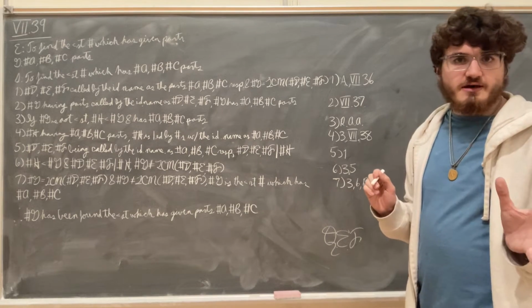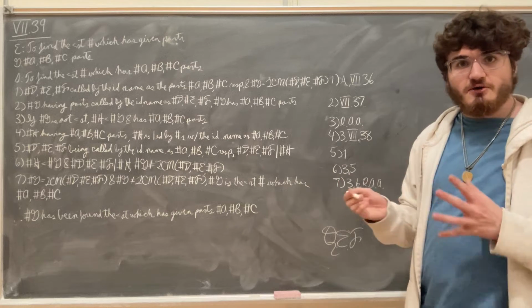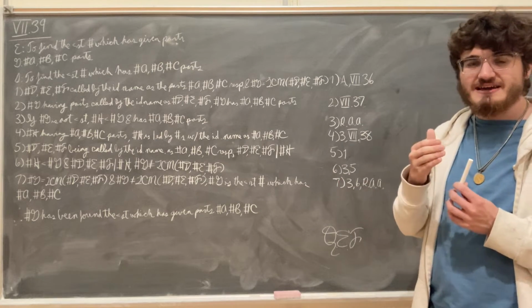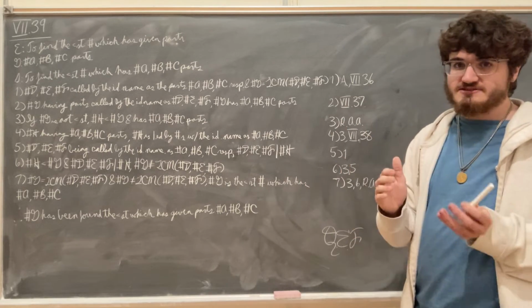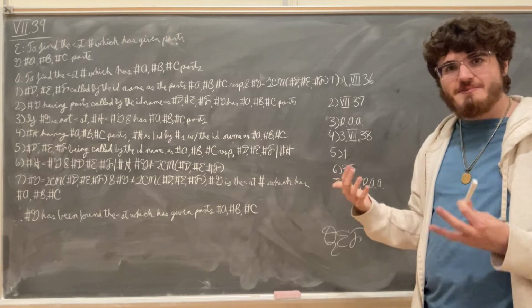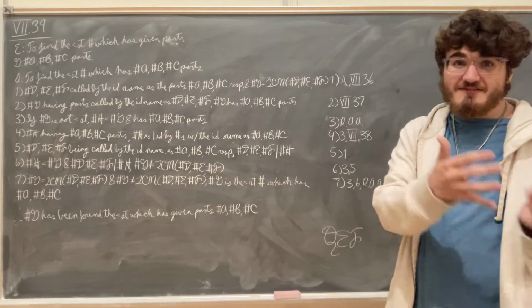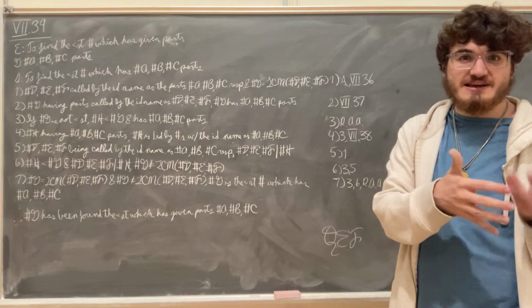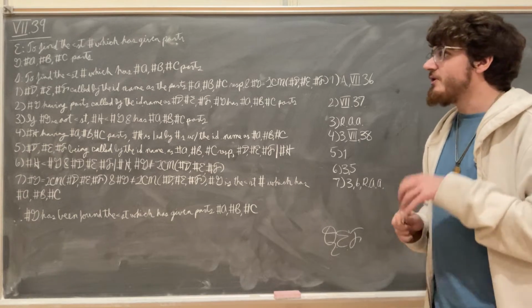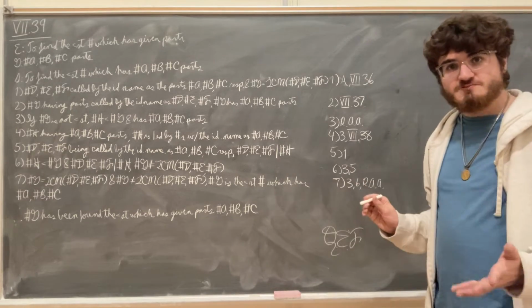Again, go to my video on 37 if you don't understand this language of having A, B, and C parts, or this language about being called by the same name. I'm not going to get into that in this video because I've explained it in 37, so go check that video out. What I will do is I'll just give an example of what this proposition is going to look like.